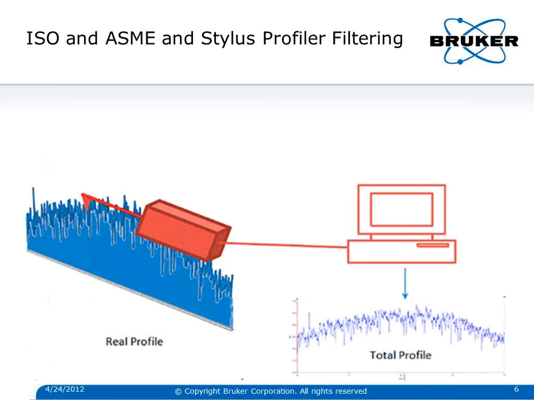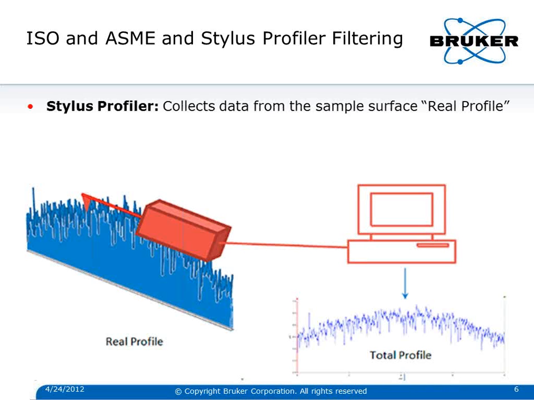So how do the ISO and ASME standards apply to stylus profilers and the filtering thereof? Well, this is kind of a crude drawing of a stylus profiler on the left, scanning across the surface of what we call a real profile, the actual surface of a part. And so the stylus profiler collects the data by scanning across the surface. Some stylus profilers scan the stylus, move the stylus across the surface. Other stylus profilers move the sample below a stationary stylus. It doesn't really matter which method is used. The bottom line is the stylus profiler just moves up and down as it scans across the surface and collects the data of the sample surface.